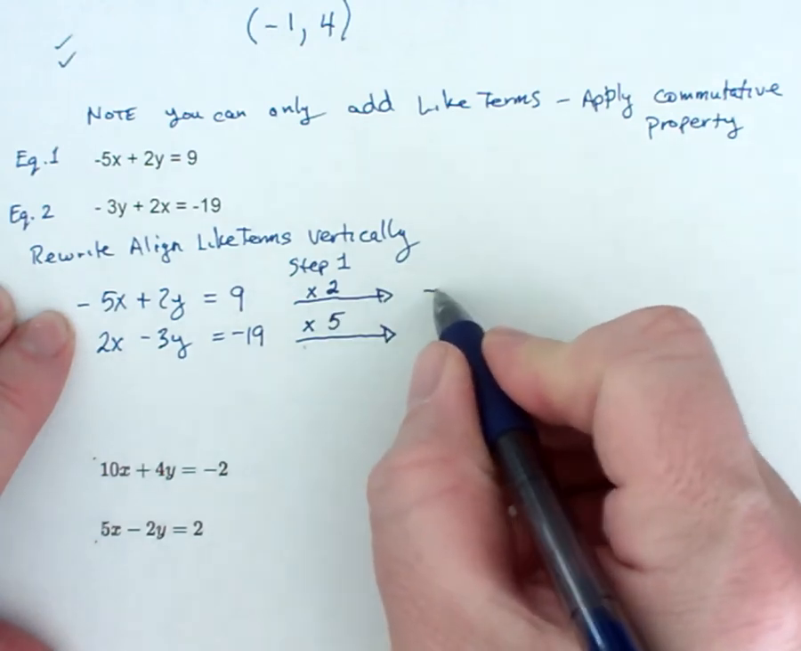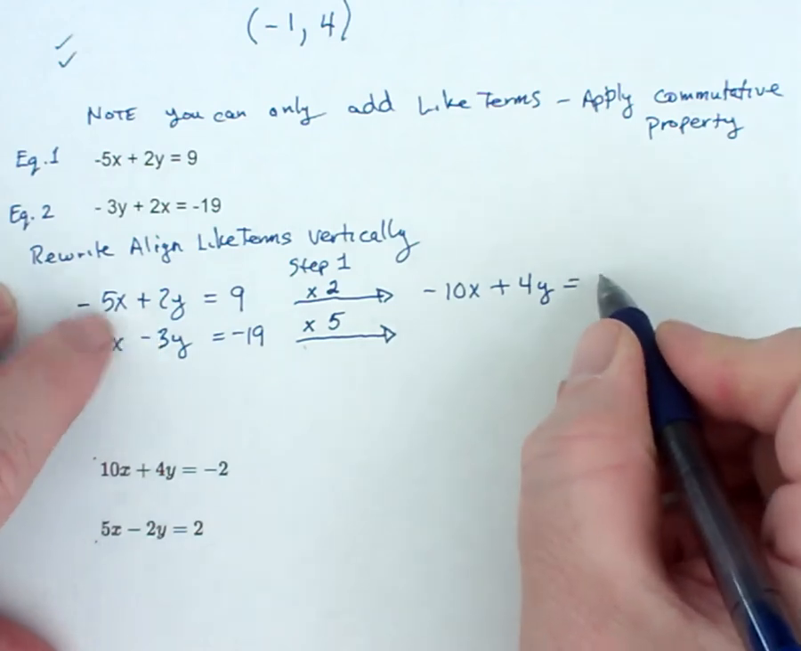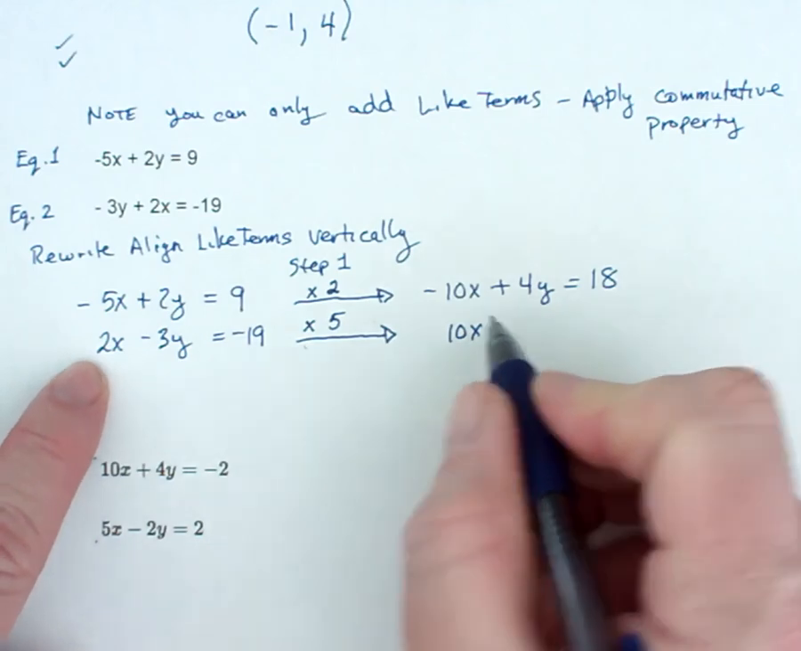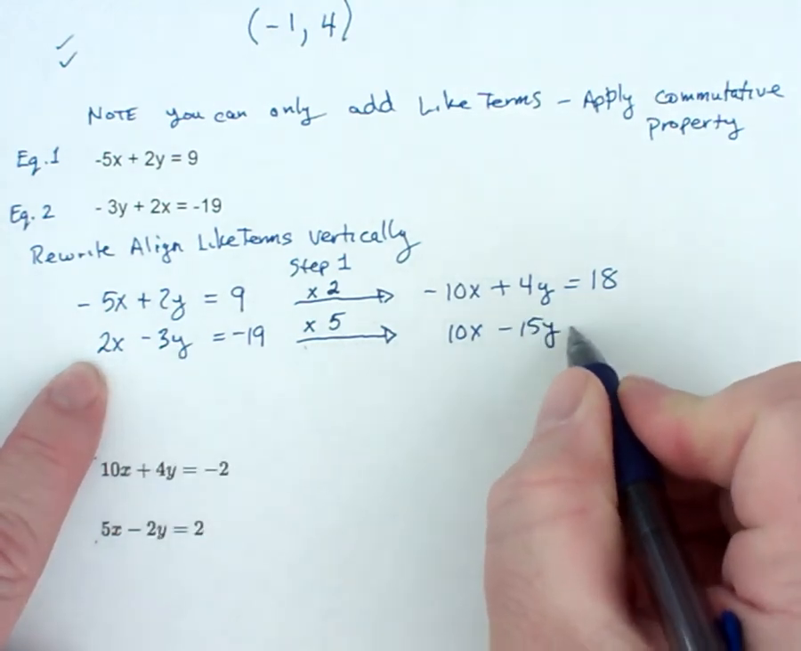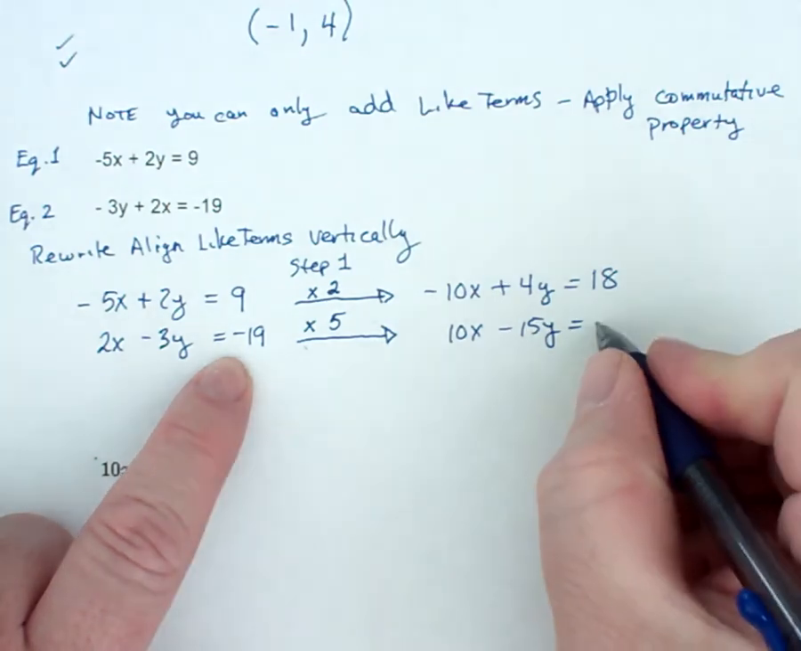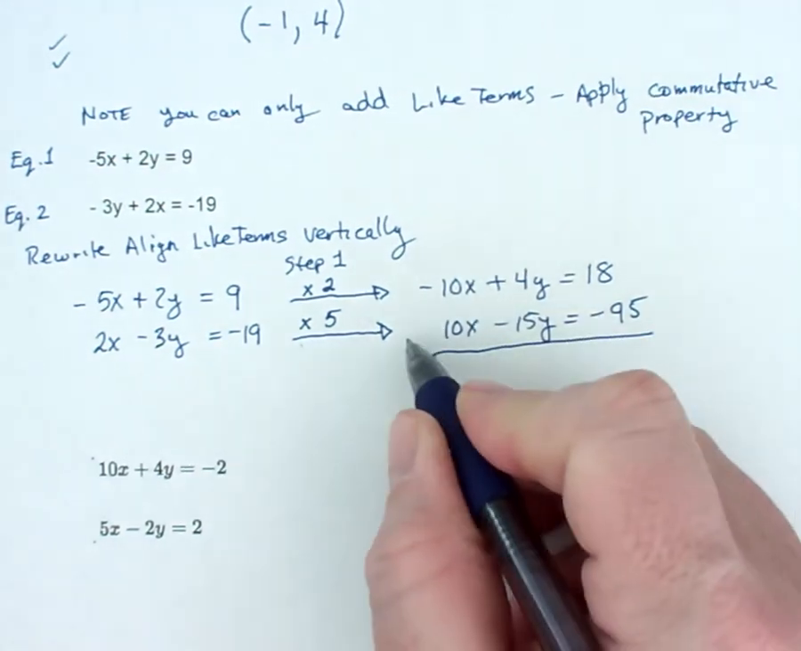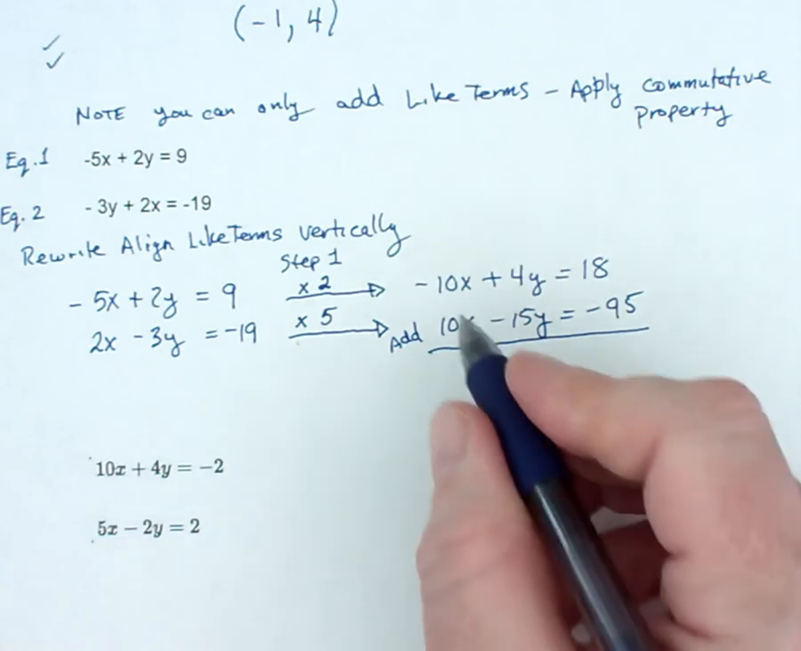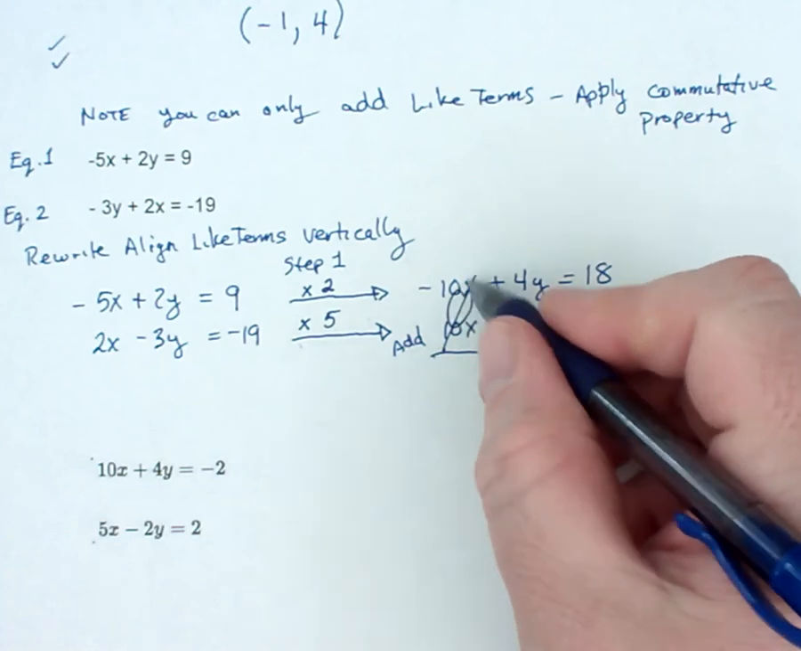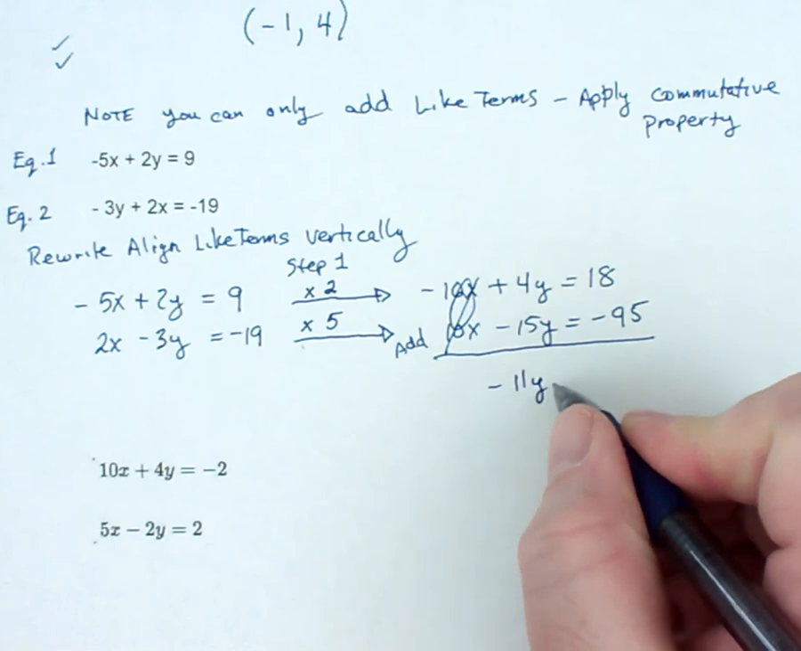What the result is, negative 10x plus 4y equals 18. And this one I'm multiplying by 5. 10x minus 15y equals, that's a big number, negative 95. Now I can add them together. I get 0x, and 4y plus negative 15y is negative 11y.